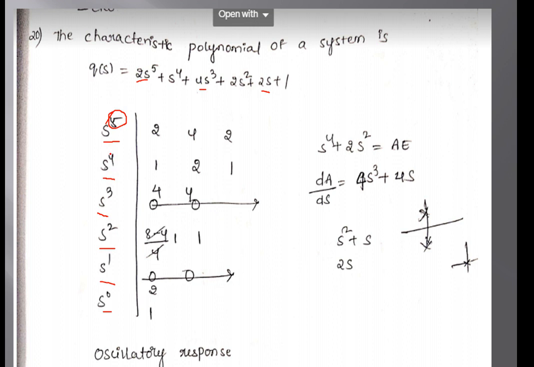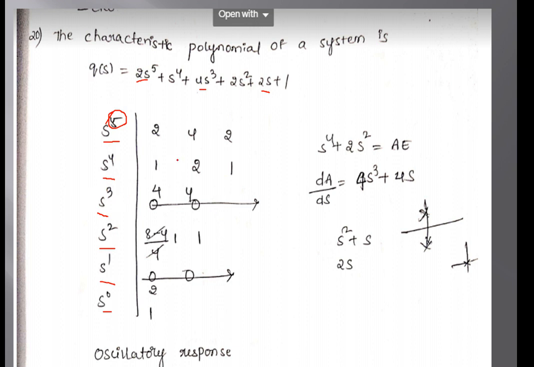Similarly, here we are having the s power 4. So here s power 4 quotient is 1. So here 4 is the even number. So you have to write all the even quotients. So s power 4 quotient is 1, s power 2 quotient is 2, and s power 0 quotient is 1. Now you have to write the values of this s power 3 row.